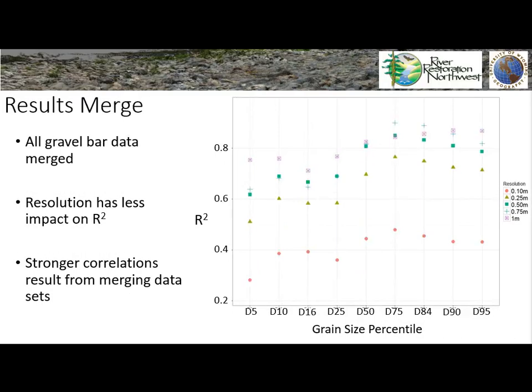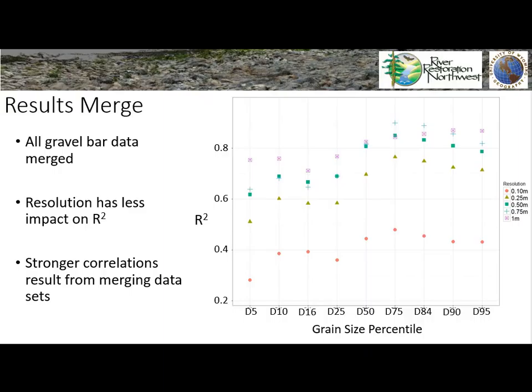So when we merge the data sets from all 14 bars, what we actually find is a much stronger goodness of fit. We're getting upwards of 0.85, 0.87 for our R² values. But what I want you to notice is it's no longer that high resolution roughness map that is really getting us the good results.